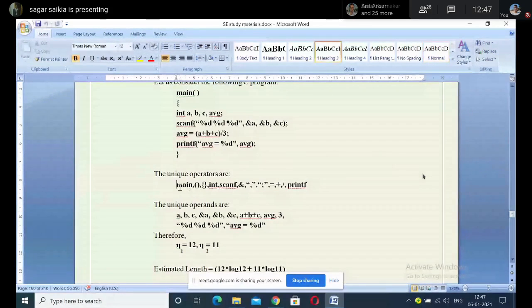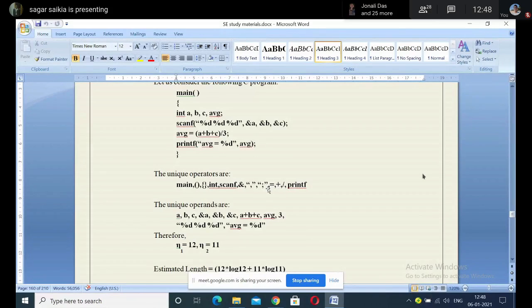So you count 1, 2, 3, 4, 5, 6, 7, 8, 9, 10, 11. Okay, 12, 13, 14. This is the total, right? So some certain things are being repetitive also. So we have to drop the ones which are repetitive. 1, 2, 3, 4, 5, 6, 7, 8, 9, 10, 11.